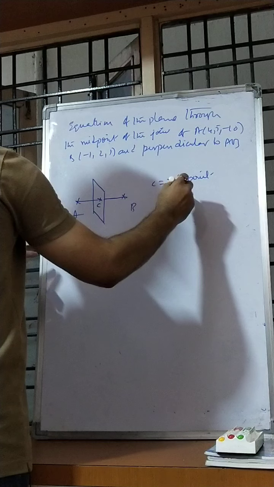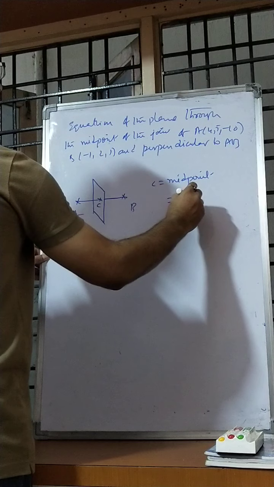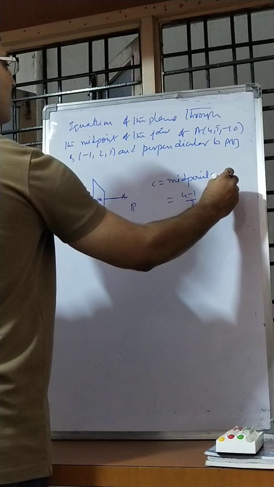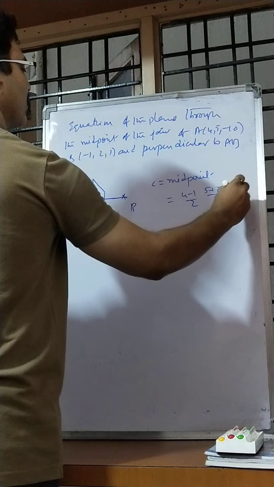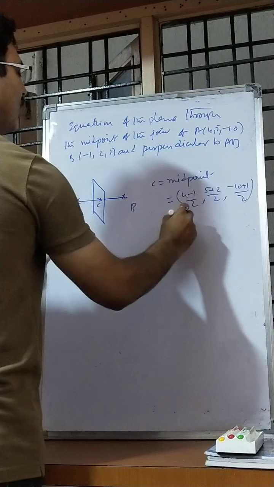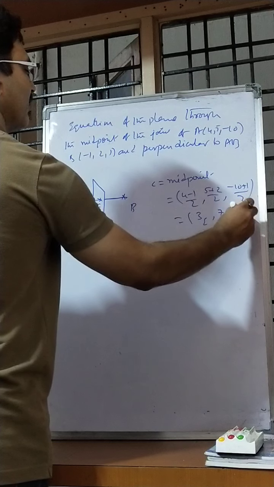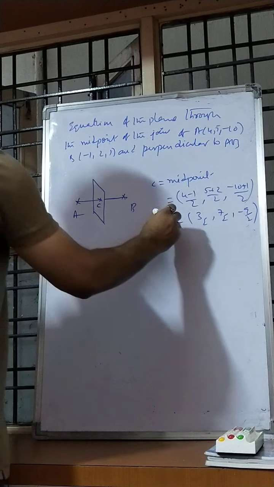Midpoint you have to find. What is the midpoint of this? (4 minus 1)/2, (5 plus 2)/2, and (minus 10 plus 1)/2. You got it here: 3/2, 7/2, minus 9/2. Right, this is C, we got it.